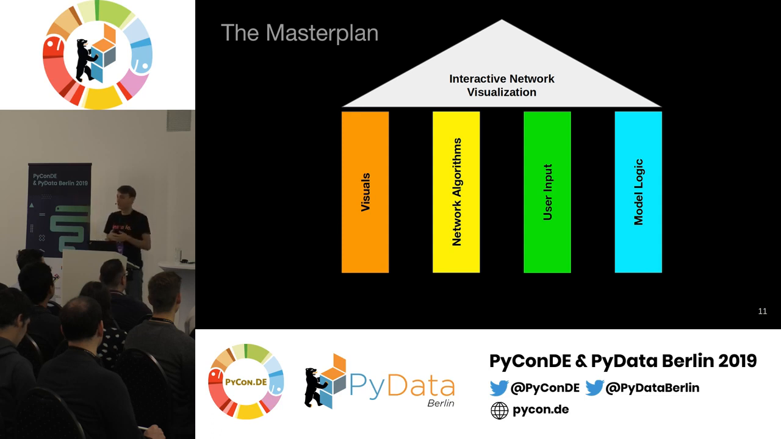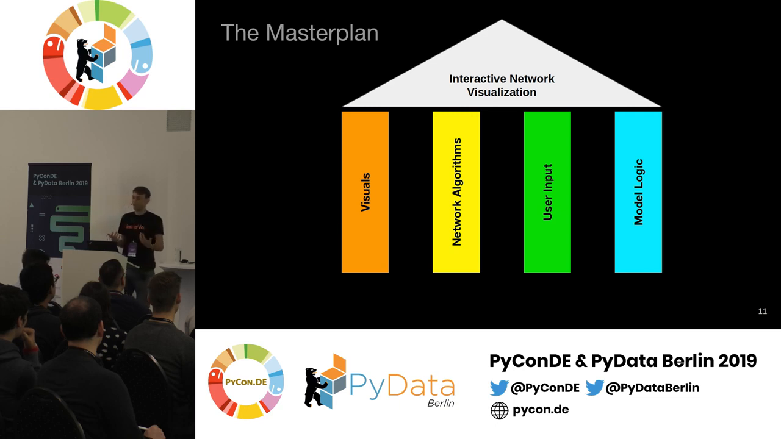User input, the ability for a user to specify filters, search boxes, etc. by themselves, and the underlying model logic. So if I press this button, this should happen, and then this should update, and then something should appear in the front end. So these were my four pillars.